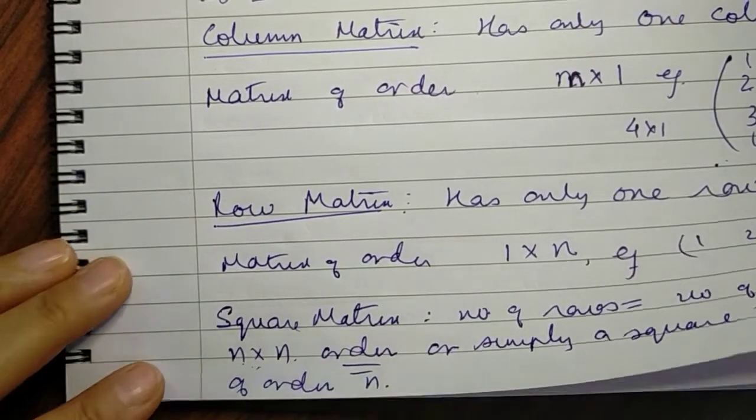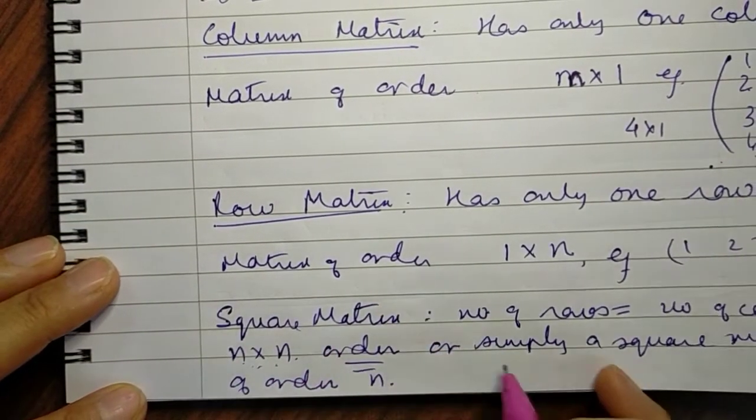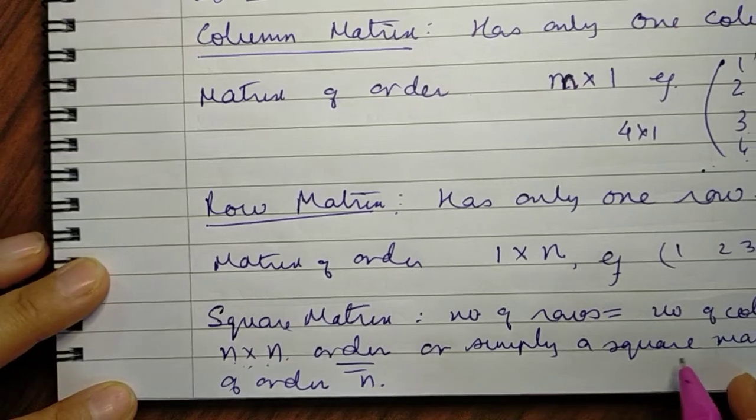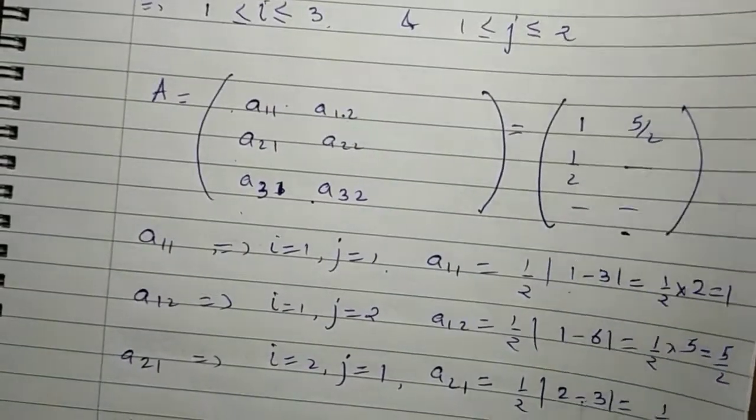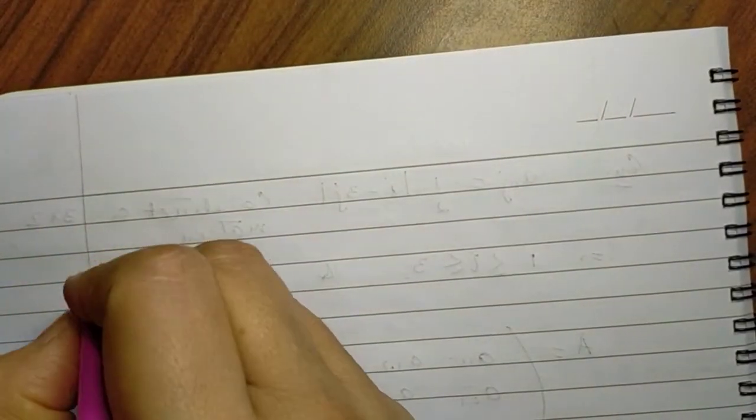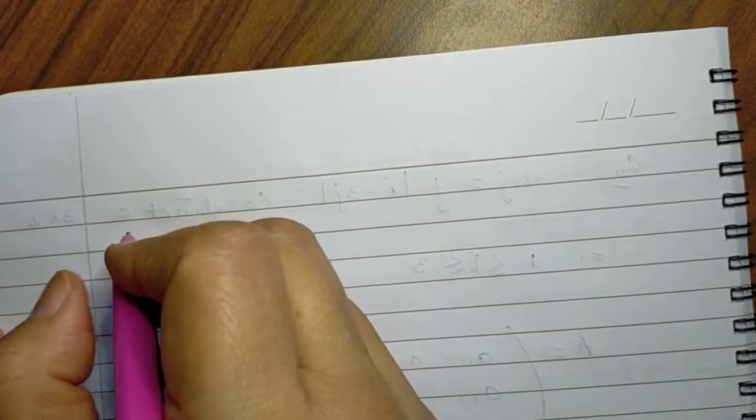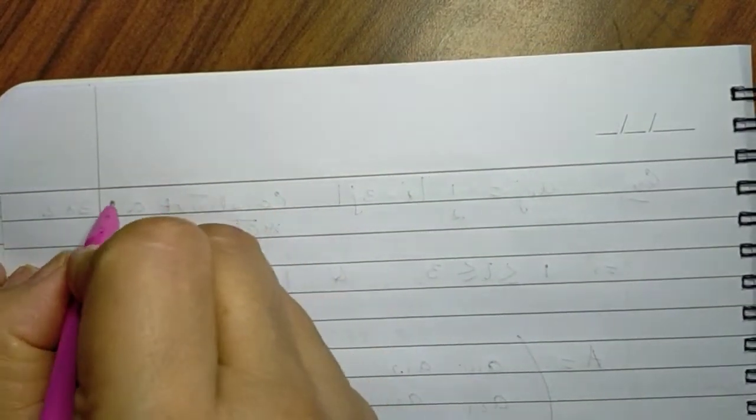We simply say a matrix of order n by n, or we simply say that it's a square matrix of order n. So the moment we have used the term square, it means the number of rows will be equal to the number of columns. Now the next one is a diagonal matrix. Now onwards, whatever definitions we are taking, we will be referring to a square matrix only.